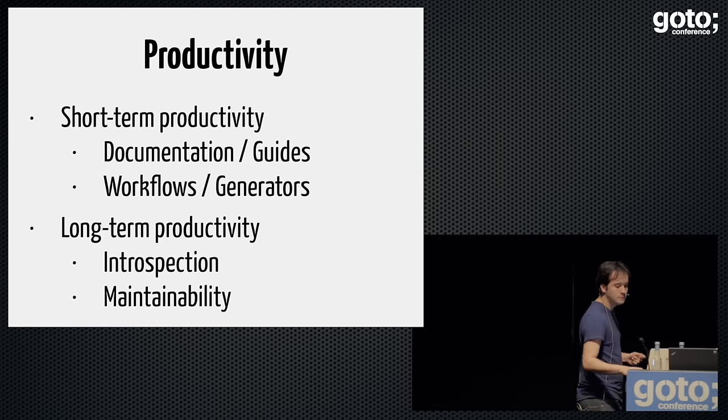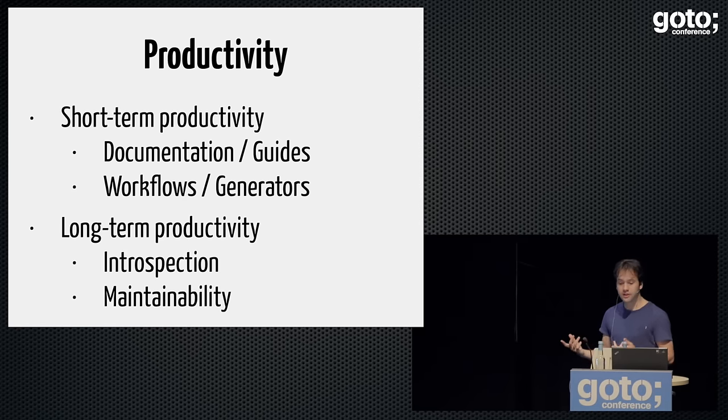Okay. But it's also the long-term productivity that we need to talk about, because a lot of the frameworks out there, they only worry about the short-term productivity, right? Which is really fast to get started, but as you add complexity, as you're running those things in production, it starts to really slow you down, okay? So short-term productivity. How can we help short-term productivity?